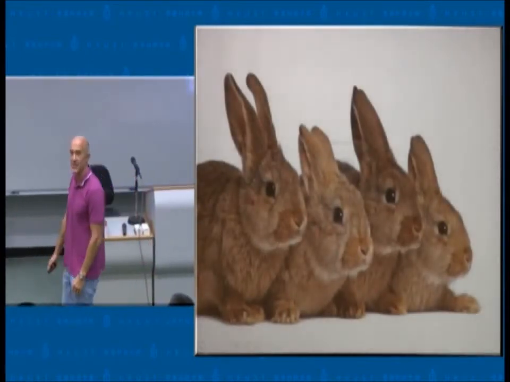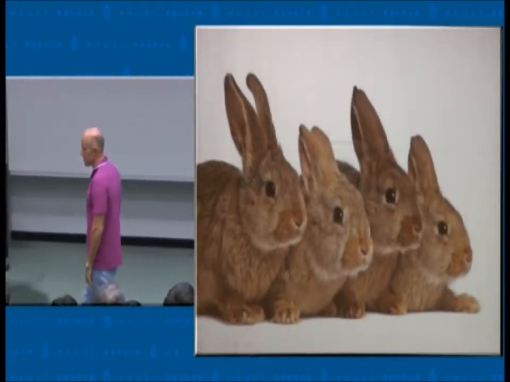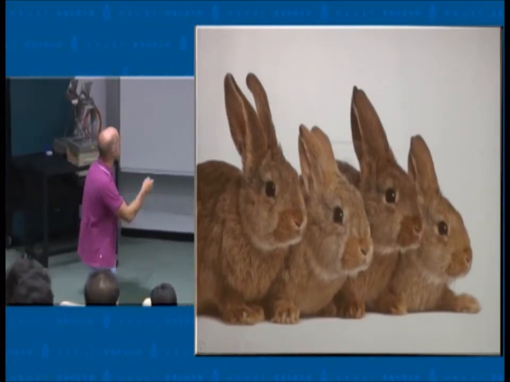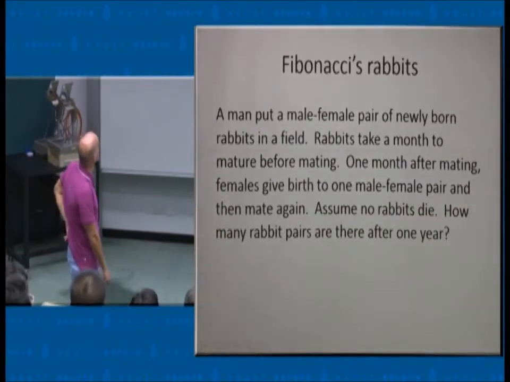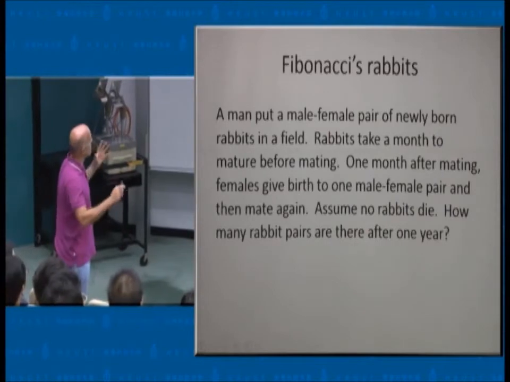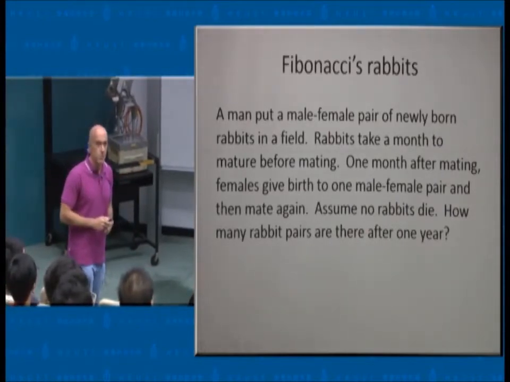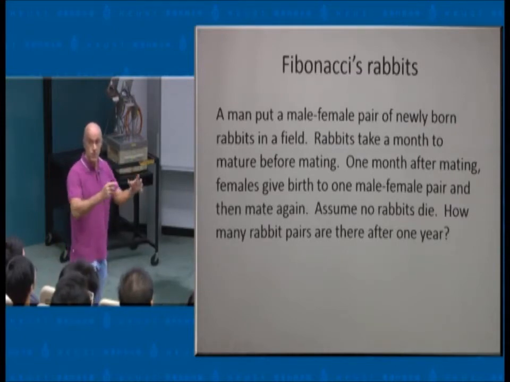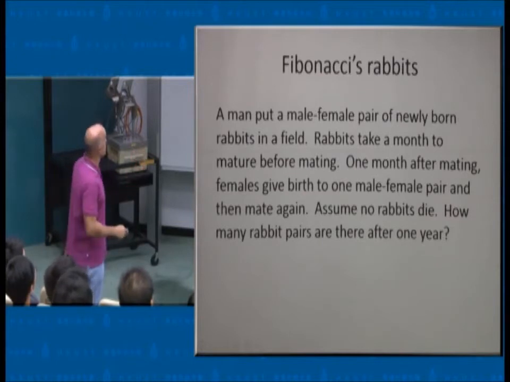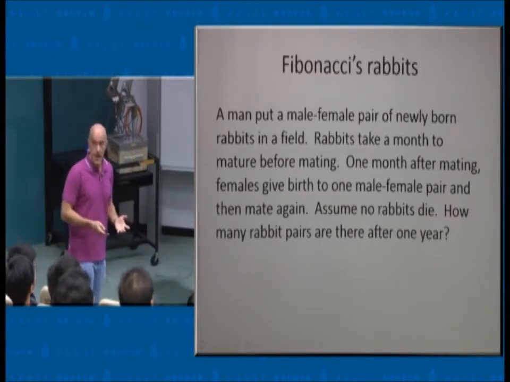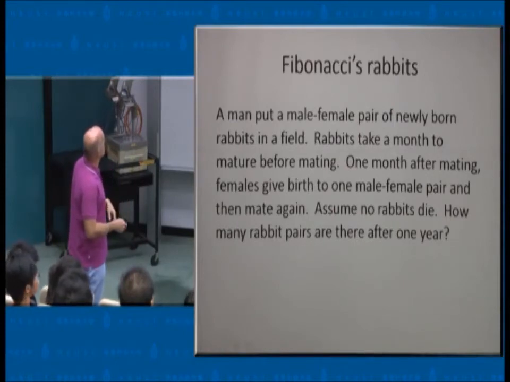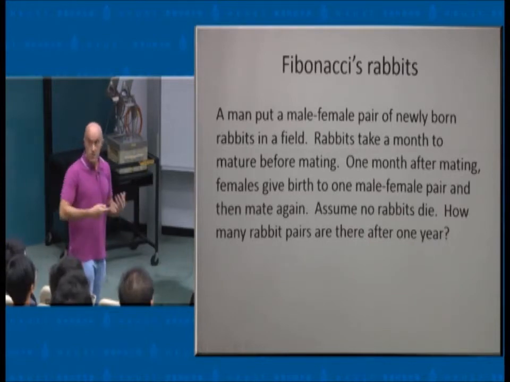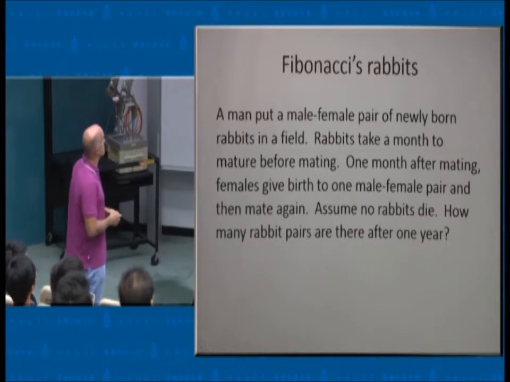Let's start talking about the rabbits. He's very famous for this problem of rabbits. So what is the problem? This is Fibonacci's rabbit problem. A man put a male-female pair, so they can reproduce, of newly born rabbits in a closed field. And then there are certain conditions. The rabbits take a month to mature before mating. So they're newly born, then they take a month to become adults. Then the rabbits mate, and it takes 1 month after mating before the female can give birth to another pair of male-female rabbits.